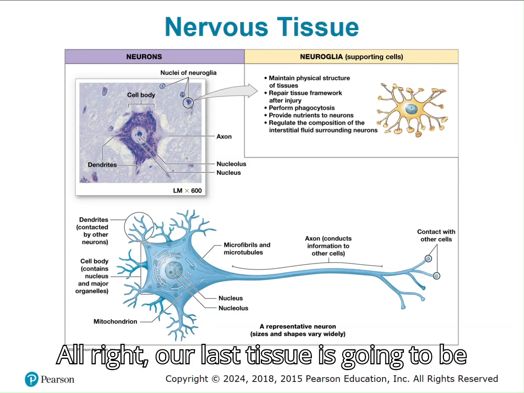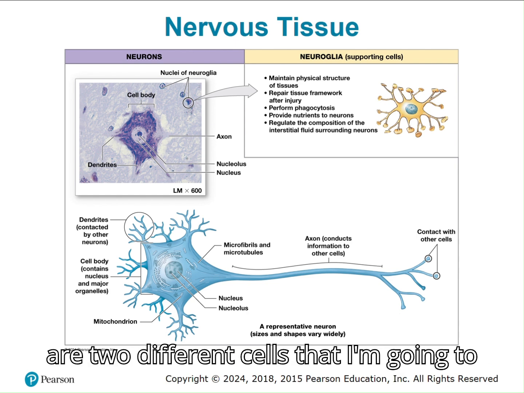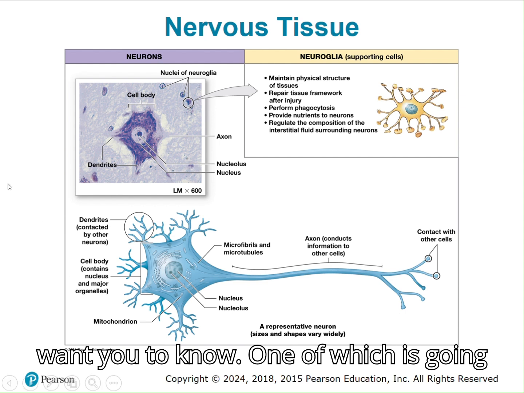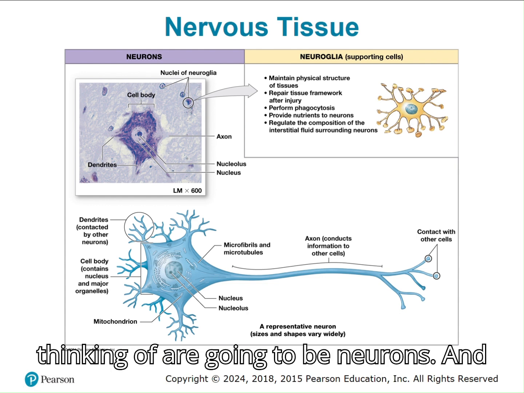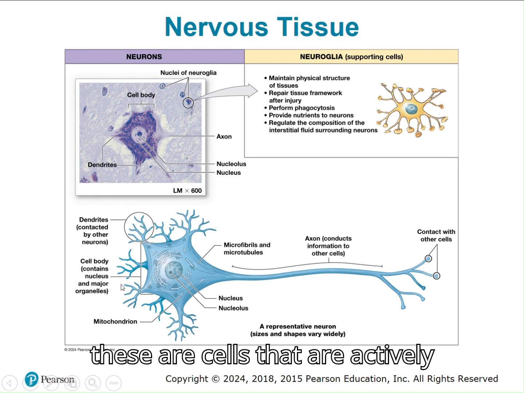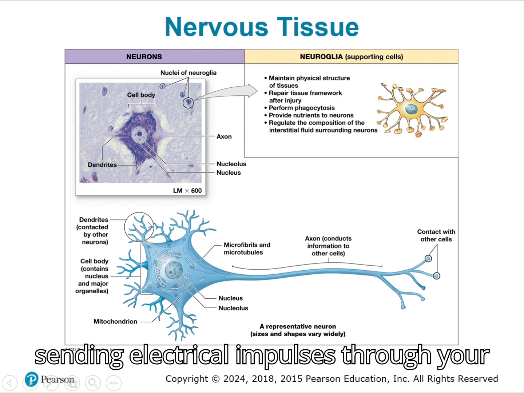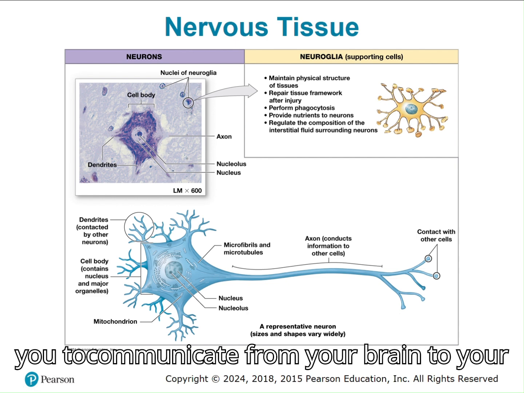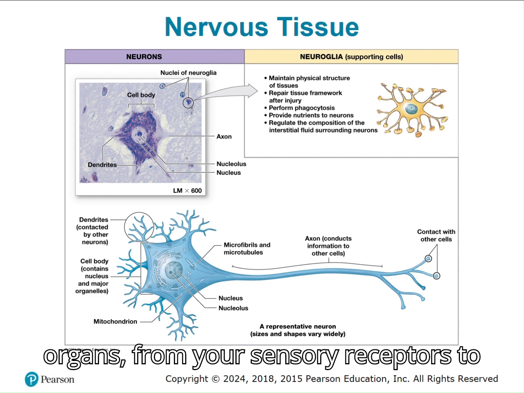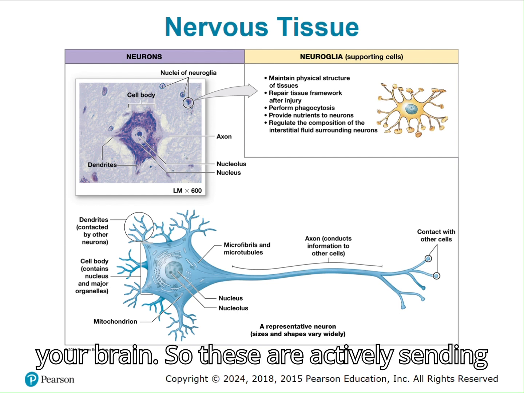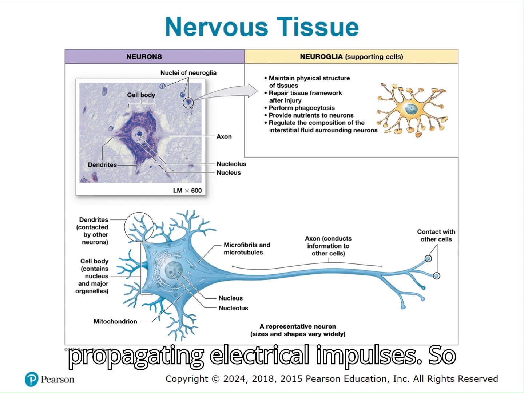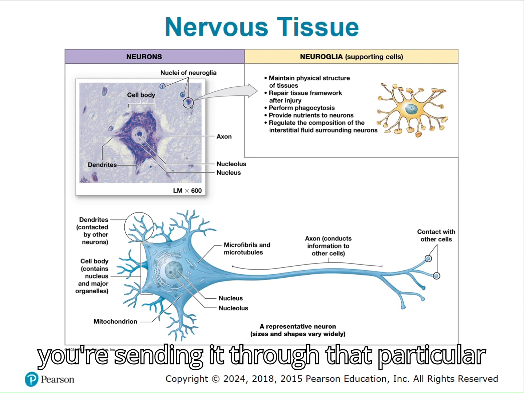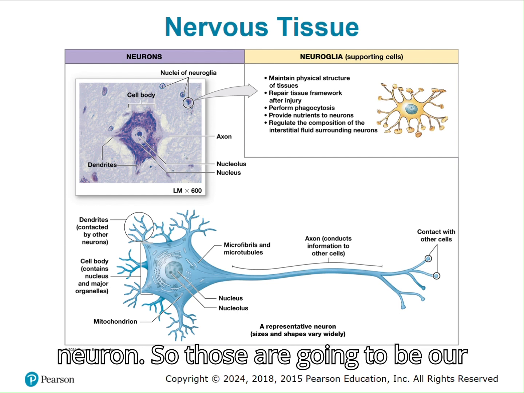All right, our last tissue is going to be nervous tissue. For nervous tissue, there are two different cells that I'm going to want you to know, one of which is going to be the neuron, and the other is going to be neuroglia. So when people think of nervous tissue, generally what they're thinking of are going to be neurons. And these are cells that are actively sending electrical impulses through your body. They are the ones that are allowing you to communicate from your brain to your organs, from your sensory receptors to your brain. So these are actively sending signals that are going to be called propagating electrical impulses. So if you propagate an electrical impulse, you're sending it through that particular neuron. So those are going to be our neurons.